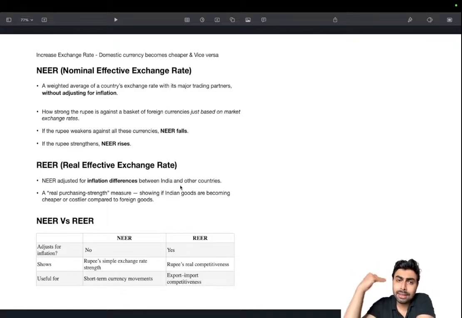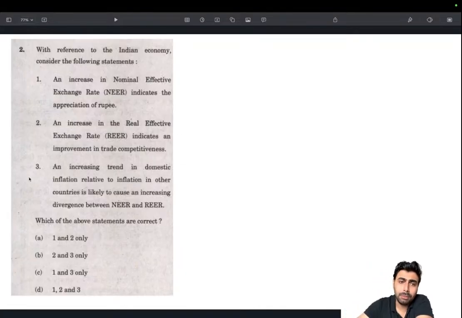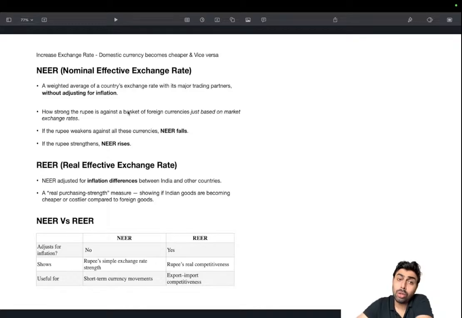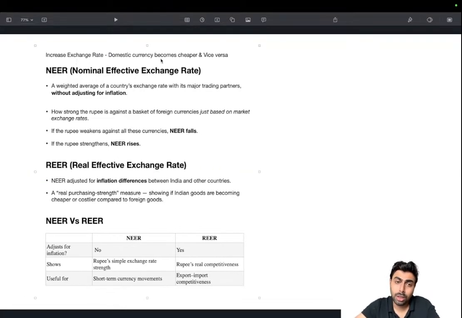So an increase in the exchange rate meaning the domestic currency becomes cheaper, and vice versa. Okay, that's the basic thing. Meaning that this is actually opposite. An increase in exchange rate actually means the domestic currency becomes expensive. It's actually not this. It becomes expensive and vice versa.